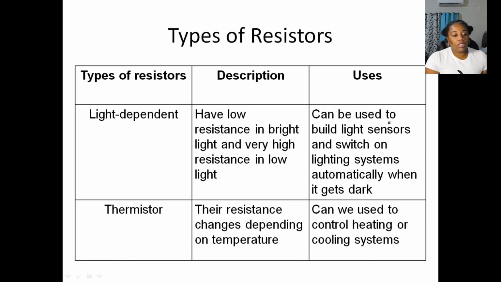Types of resistors. You have light dependent resistors. Description: they have low resistance to bright light and very high resistance to low light. Can be used to build light sensors and switch on lighting systems automatically when it gets dark. Then you have thermistors. Their resistance changes depending on temperature. Can be used to control heating or cooling systems.